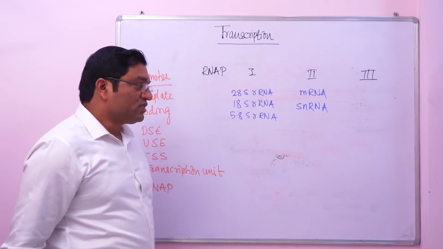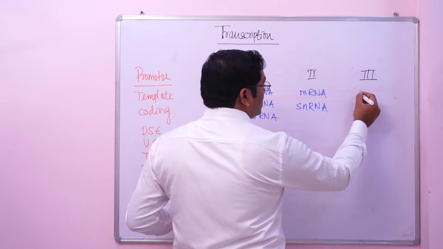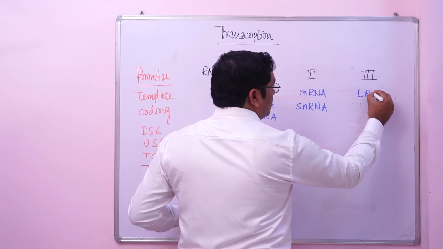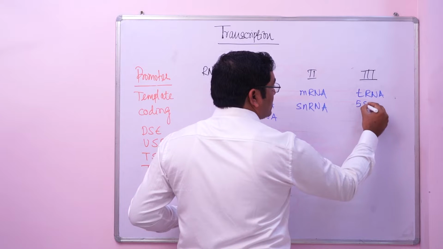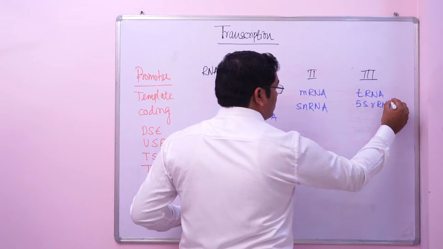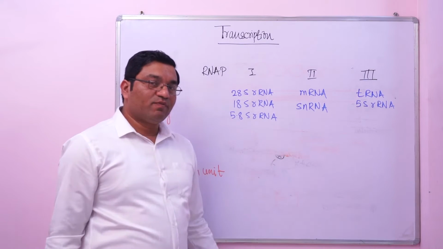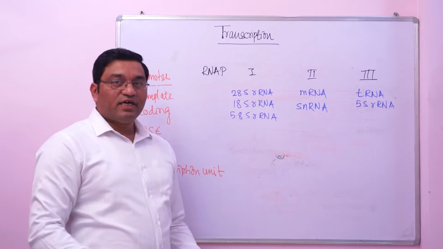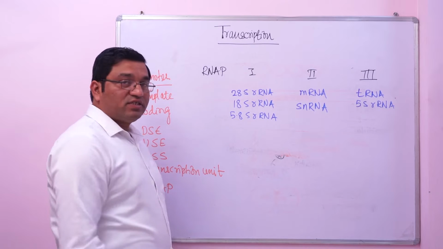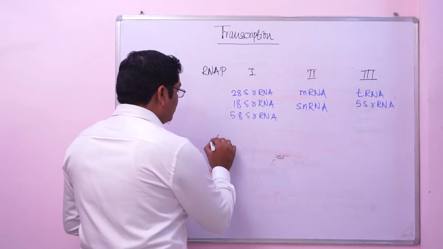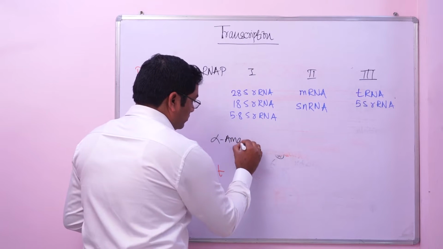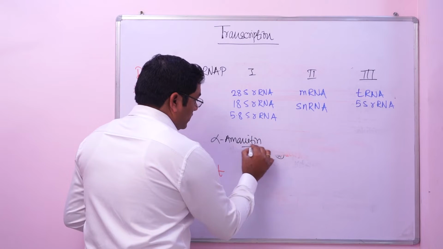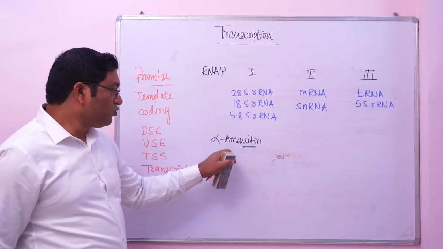While RNA polymerase 3 is important in the synthesis of tRNA and 5S ribosomal RNA. So these are the three types of RNA polymerase in eukaryotes. And there is one important MCQ in the entrance examination. Which one is sensitive to alpha amanitin? It is a toxin from the mushroom.